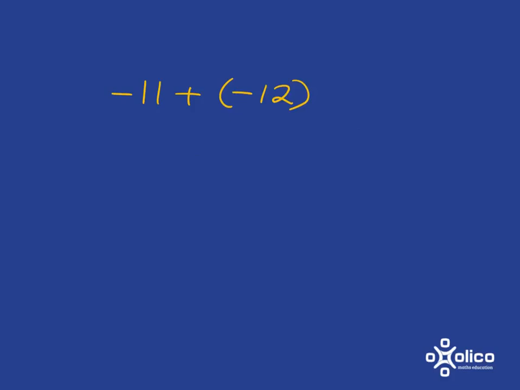Okay, what about one like this? So our step one is always to deal with the brackets. So here we are adding a negative, adding in some cold. Things are going to go down. So it is the same as subtracting. And then we go on to step two.